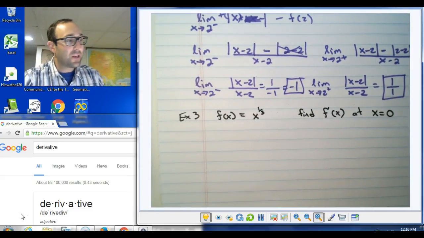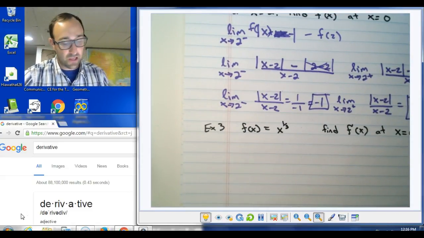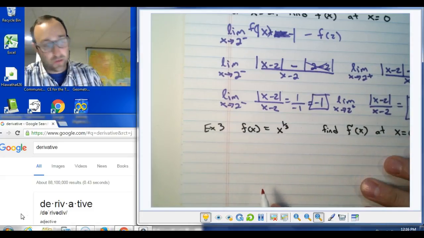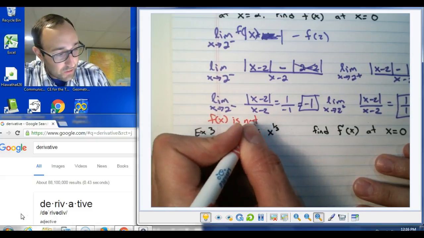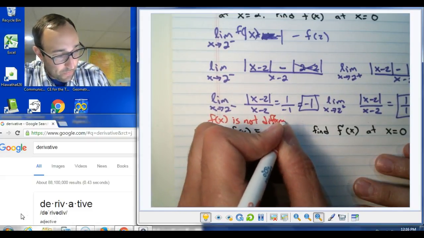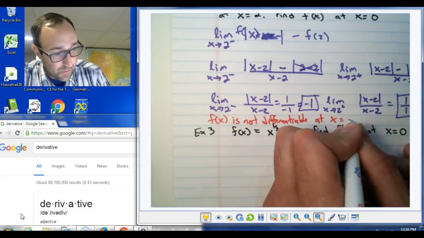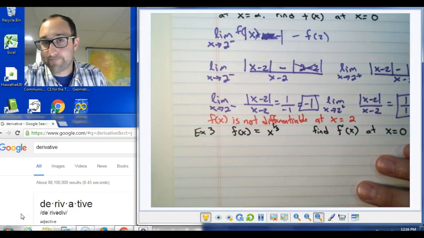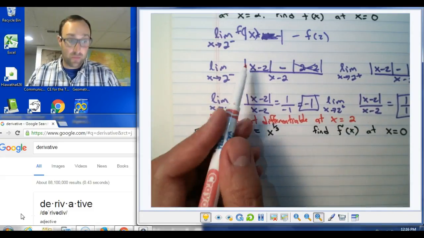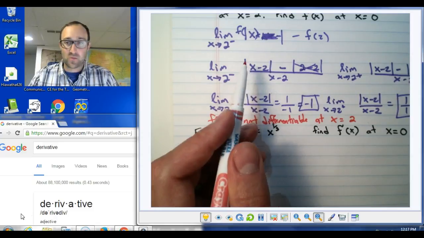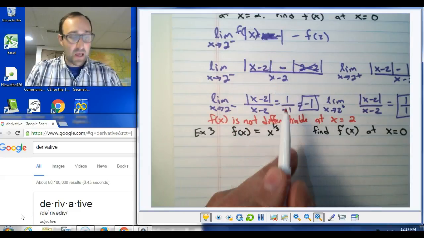So that means we can say this, and I'm going to write it in a different marker, because it's a slightly different way of saying it. It's just wording notation. We'd say f of x is not differentiable at x equals 2. It can be differentiable at other places. We can find the slope when x is 1, x is 3, x is 5, 7, 8, 9, 10, 11, 12, 12 and a half, 13.74, anything but 2.